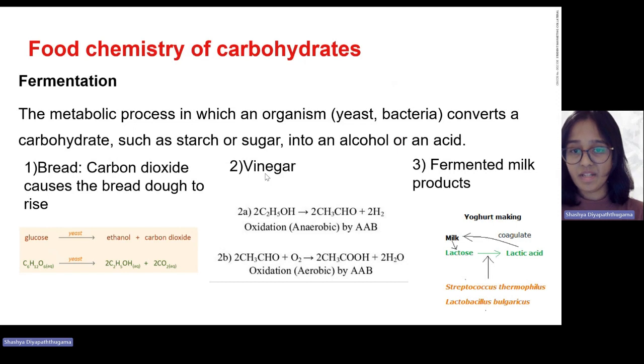And also this happens in vinegar, using the acetic acid bacteria. Vinegar is acetic acid, so it undergoes the fermentation reaction and also oxidation. Then this also happens in fermented milk products where lactose is fermented to become lactic acid with the help of lactic acid bacteria. And due to the presence of lactic acid, the milk can coagulate and produce fermented milk products like yogurt.